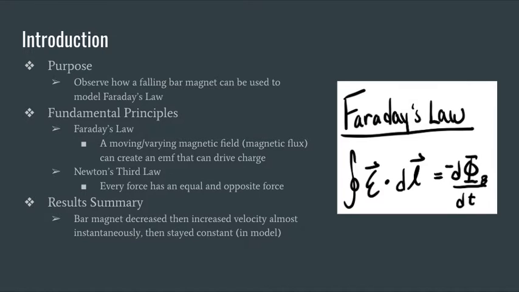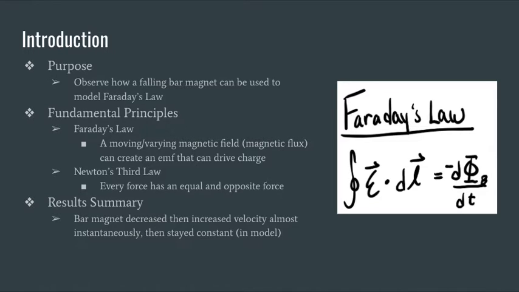The purpose of this lab is to apply Faraday's law to the example of a bar magnet falling through a conducting tube to model the resulting ring currents. To no surprise, the fundamental principle in this lab is Faraday's law, which states that a varied magnetic field, or magnetic flux in this case, due to a falling bar magnet, creates an EMF that can move charge or create a current on various current loops.